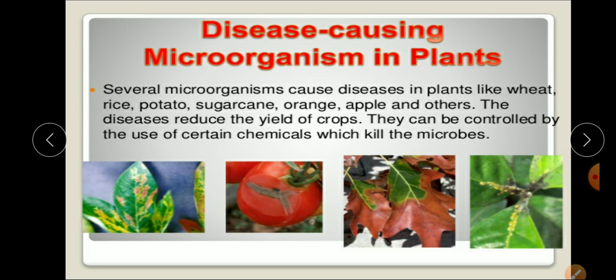See, you can see this is tomato. Here the microorganisms are causing disease in the fruits or vegetables. You can see the microbes. They are very minute. We can't see them with the naked eye. With the help of a microscope, we can see the microorganisms, isn't it? So they can be controlled by the use of chemicals which kill the microbes.